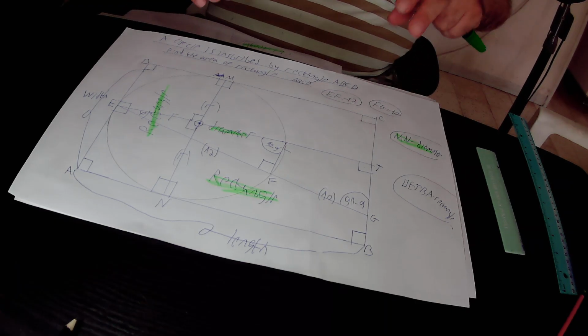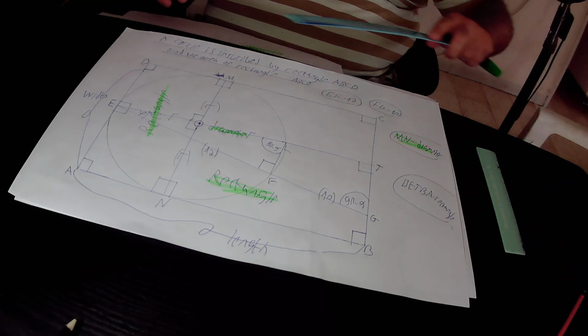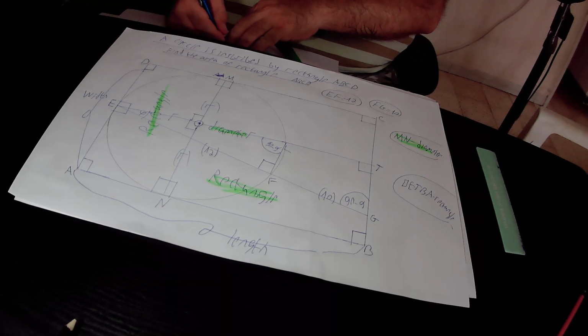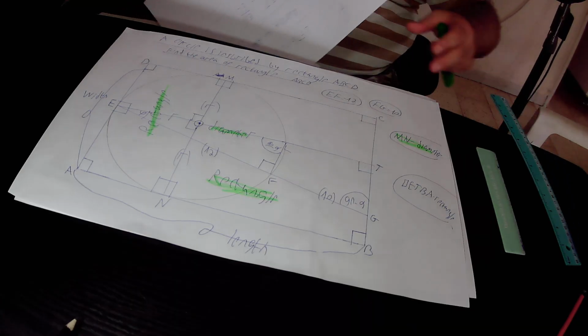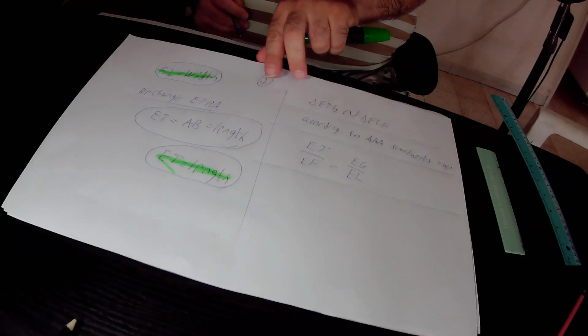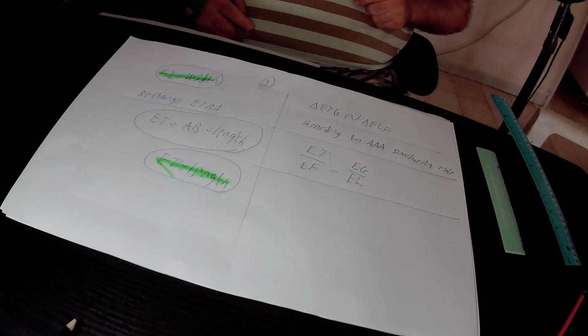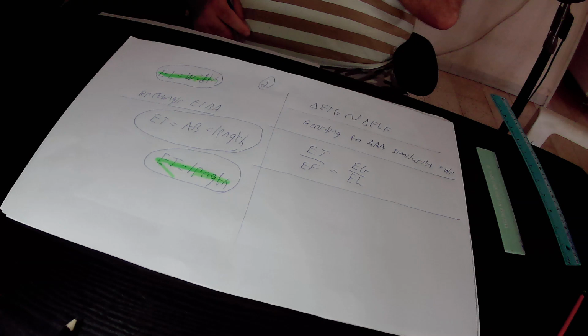Repeat again, from the fact that those two right triangles are similar to each other, we derive that the following relationship exists between their sides. We will derive that side ET of the big right triangle ETG over side EF of the small right triangle ELF is equal to side EG of the big right triangle ETG over side EL of the small right triangle ELF.